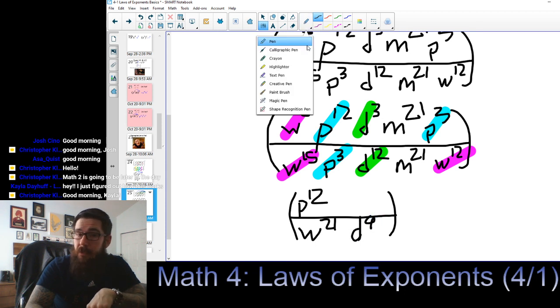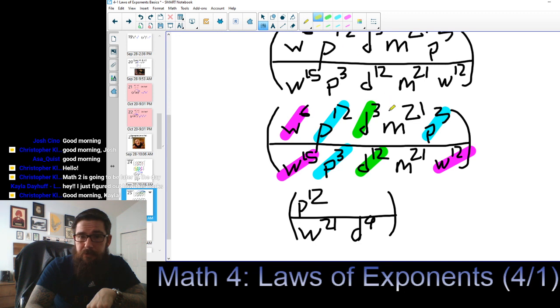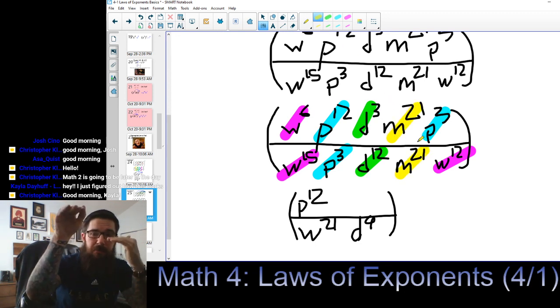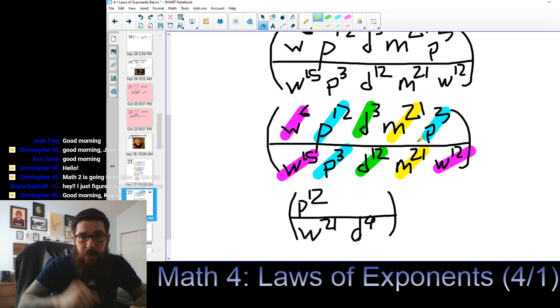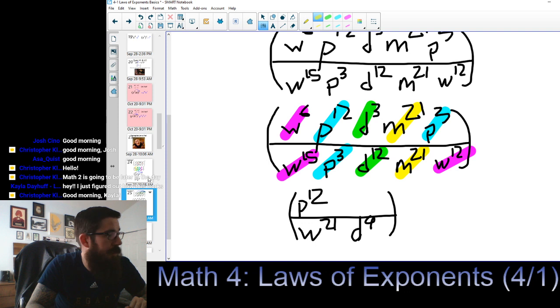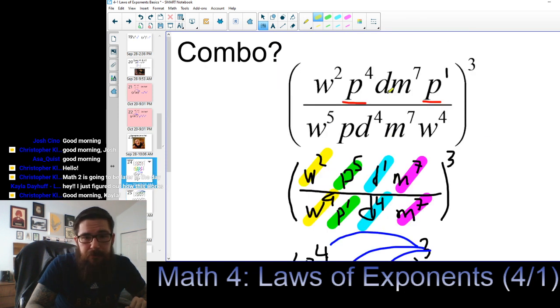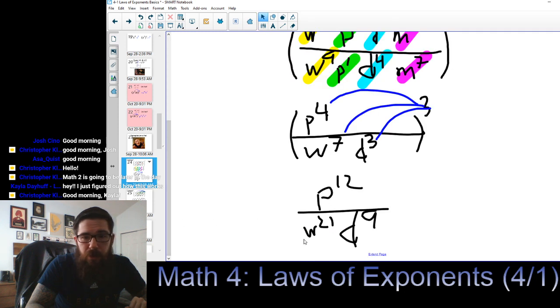This time I'm going to remember to change the highlighter color. m to the 21st and m to the 21st, 21 on top, 21 on bottom. They cross cancel completely. I've got p to the 12th over w to the 21st times d to the 9th. How did that match our previous slide? Come on, let's scroll. p to the 12th over w to the 21st times d to the 9th. Same thing.